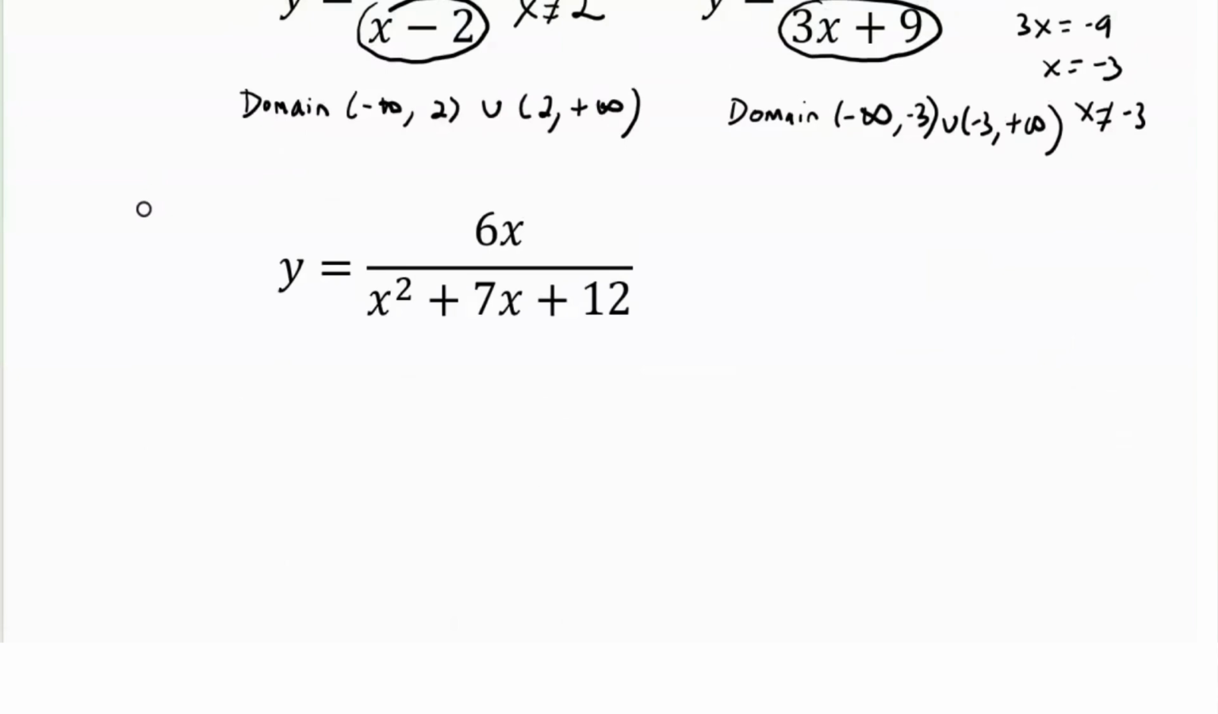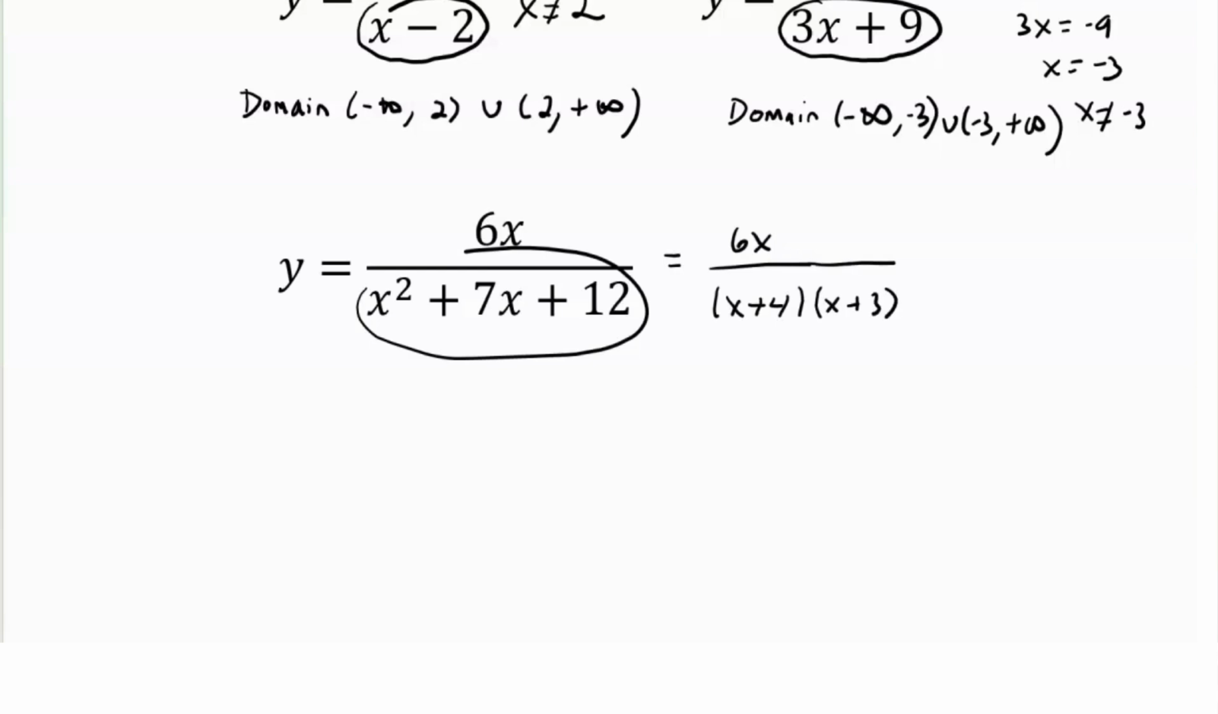All right. Next case scenario, I have a rational function and I have a quadratic in the denominator. So what I want to do is factor that. I would get 6x divided by, and it looks like two numbers multiplied together give us 12, but when I add them, I get 7. So that would be x plus 4 times x plus 3.